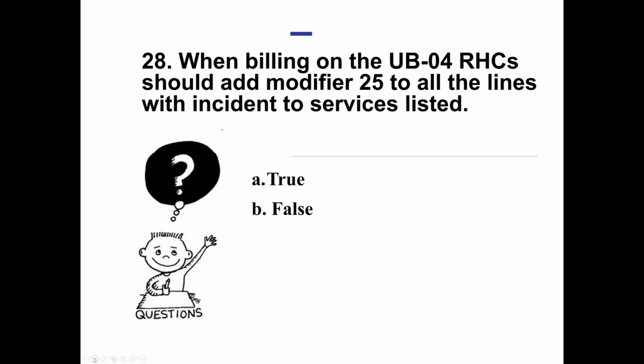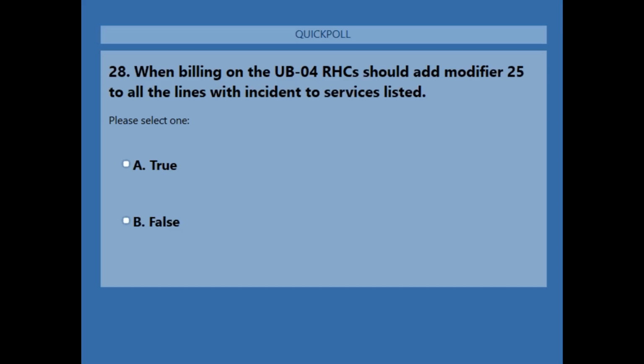All right. So when billing on the UB04, RHC should add modifier 25 to all lines that have incident-to services listed. So remember our example from a couple of days ago when we were doing a shot, we had the 96372. We might have had a venipuncture. We might have given them Rocephin. Each one of those, we're going to put a 25 modifier on there.